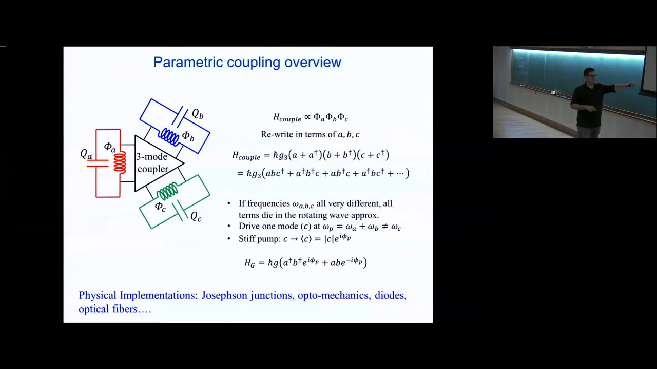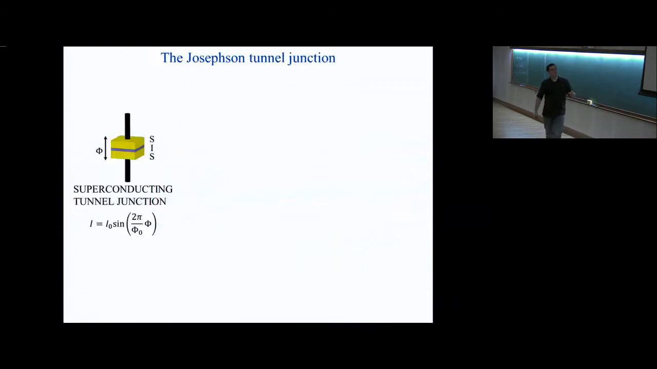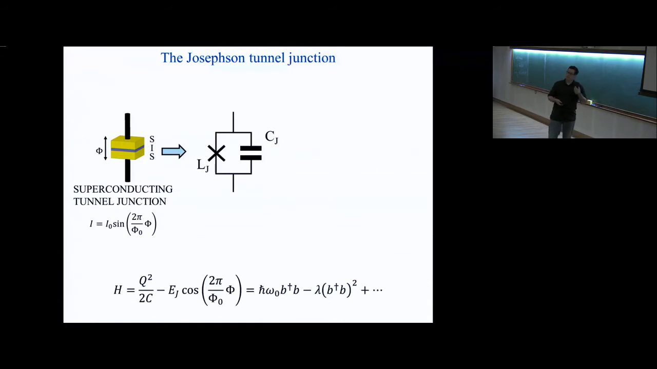Physically, it's been implemented in Josephson junctions, optomechanics, diodes, optical fibers. It's a very diverse set of experiments that use these couplings. In my case, it's all superconducting. So for superconducting, we only have one special object, the superconducting Josephson tunnel junction. Again, it's 2 electrodes of superconductor, an insulating barrier in between. It has a sinusoidal current that flows in response to the phase difference in the 2 superconducting order parameters across the junction, characterized by this critical current here and this sinusoidal current phase relationship. We're never going to switch the junction out of the superconducting state.